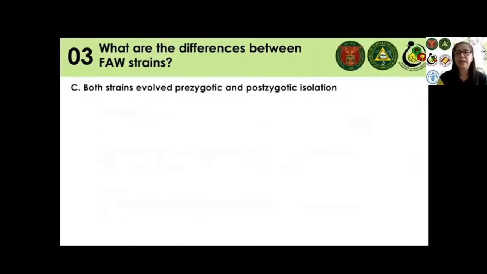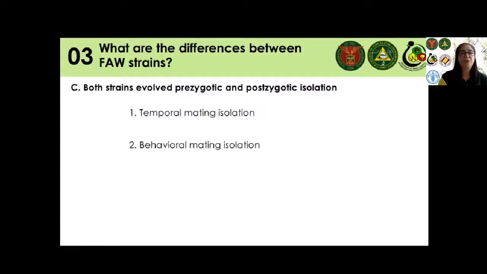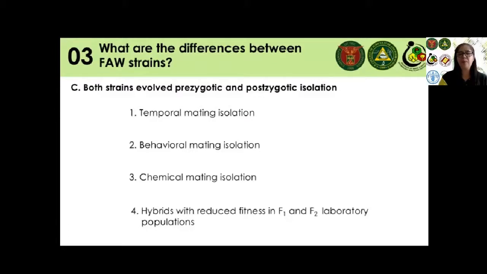Studies have also shown that although these strains are sympatric, they evolved prezygotic and postzygotic isolation mechanisms. For instance, there is a temporal mating isolation as female calling behavior occurs earlier in the corn strain. Behavioral mating isolation is also observed as female corn strain rarely mates with male rice strains. There is also chemical mating isolation as the strains differ in pheromone component ratio. And lastly, hybrids produced in the laboratory exhibit reduced fitness.